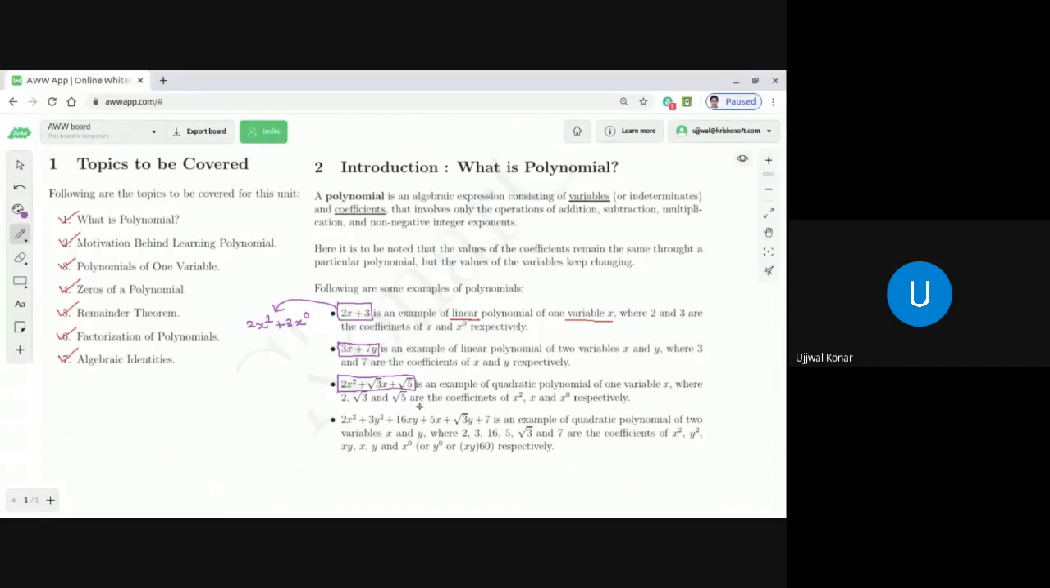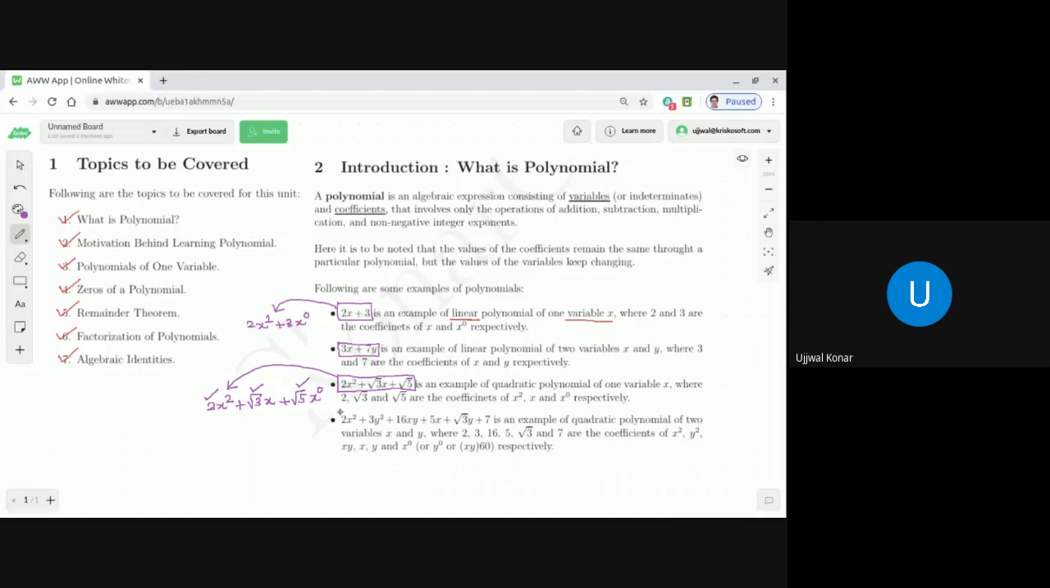The coefficients of x square, x and x power 0 are 2, root 3 and root 5. So in 2x square plus root 3 into x plus root 5, root 5 means root 5 into x power 0, you can assume. The maximum power of x is 2, that is why it is a quadratic polynomial. The coefficient of x square is 2, the coefficient of x is root 3 and the coefficient of x power 0 is root 5.